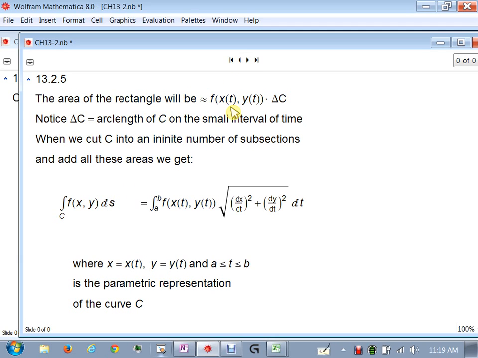F of x, y. And now I'm putting x of t, y of t in here because I'm going to reparameterize my curve where my x is now a function of t. So there are going to be t's in here instead, and there's going to be some t's in here. And then delta c, where delta c is the arc length. And you'll have to remember what the formula for arc length was.